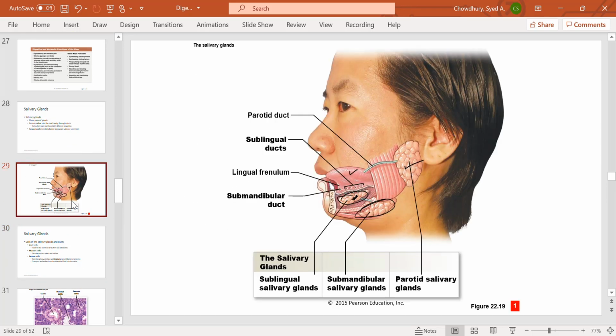And if you see carefully, ducts, these are exocrine glands. So ducts or tube-like structures take the secretion to the oral cavity or mouth. So all these glands have ducts or tube-like structures attached to take the secretion to the mouth.